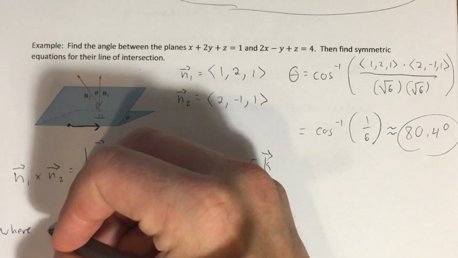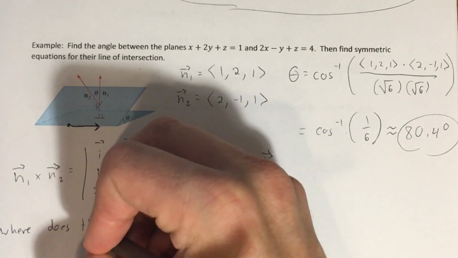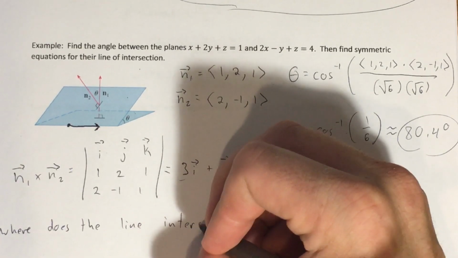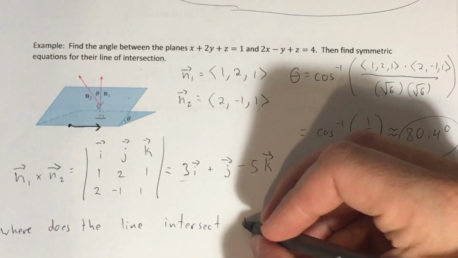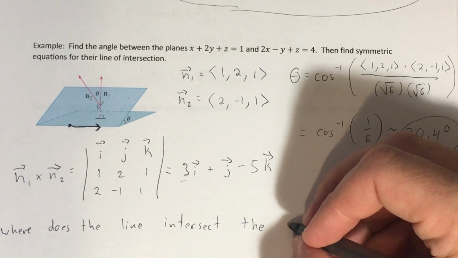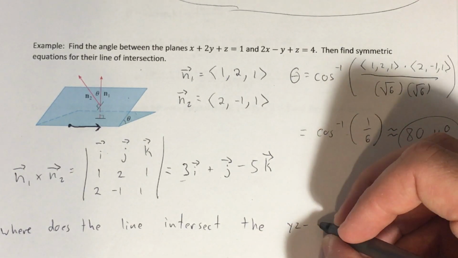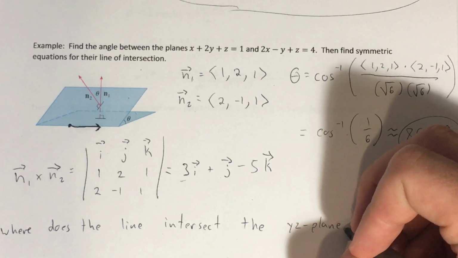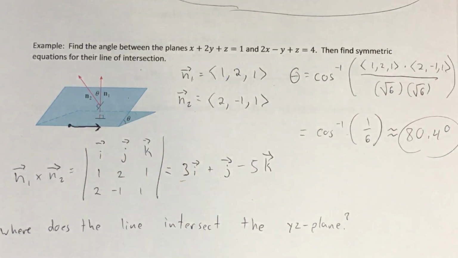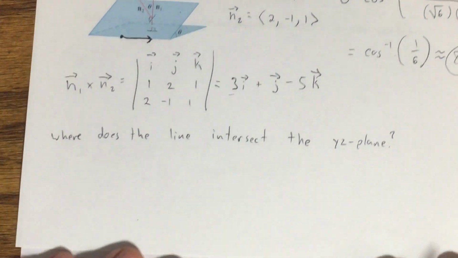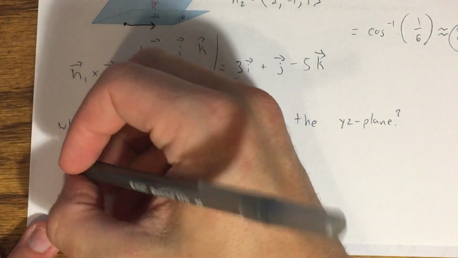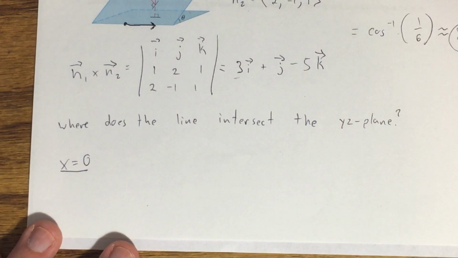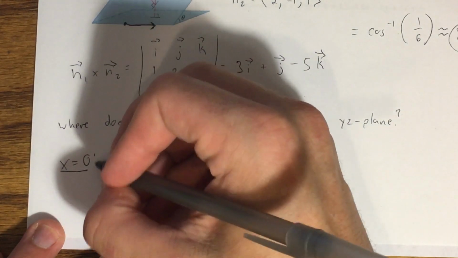Where does the line intersect the, let's say, the YZ plane again. Yeah, I can use that one. Well, remember, the YZ plane is where x is equal to 0. So this is the same thing as saying, for what point on that line is the x coordinate 0?